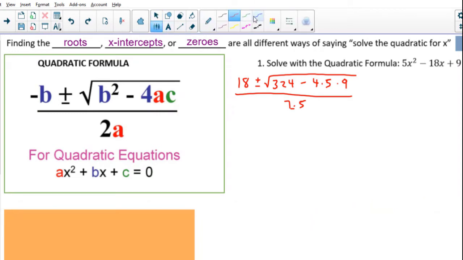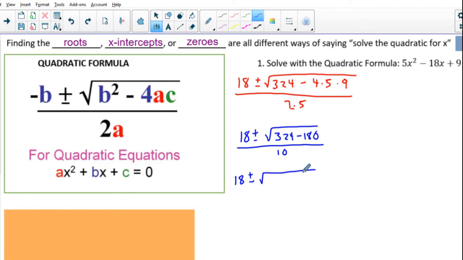All right, so let me change my color here. Our next step, just trying to simplify what's inside. I'm going to bring down this 18 plus or minus the 324. So next I can do 4 times 5 times 9. That's going to give me 180. All right, and then on the bottom, 2 times 5 is 10. Okay, next I can subtract these. So let's bring this down again, 18 plus or minus the radical, always just bringing down the things that we don't change. Here I'm subtracting 324 minus 180. That's going to give me 144. Bring down the 10. And the square root of 144, of course, is 12.